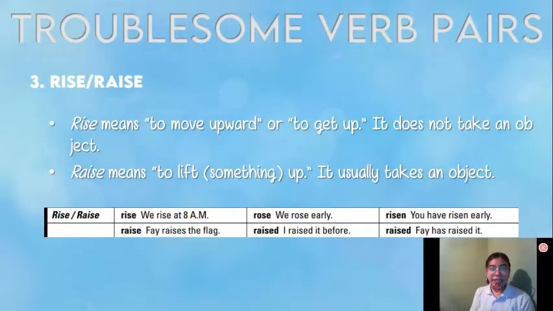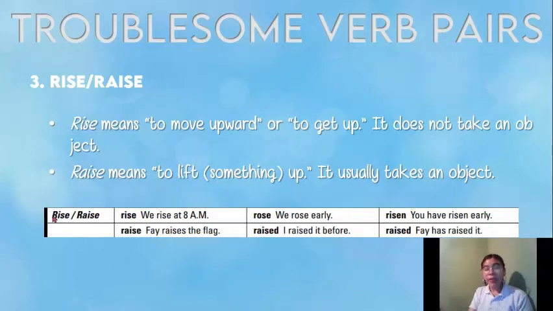The next pair is rise and raise. So rise means to move upwards or to get up. It does not take an object. So it is like when the sun is going up, it is rising. So the sun is rising. And raise means to lift something up, as when you're carrying something up, or when you're in class and you raise your hand to participate, that is raise. It actually takes an object.